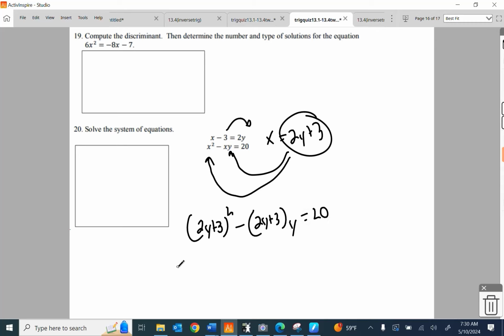If I square 2y plus 3, I'd have 4y squared plus 12y plus 9. Seems right. Do the distributive property here. Take away 2y squared plus 3y, still equal to 20. Still combining like terms: 4y squared minus 2y squared is 2y squared. 12y minus 3y is going to be 9y.